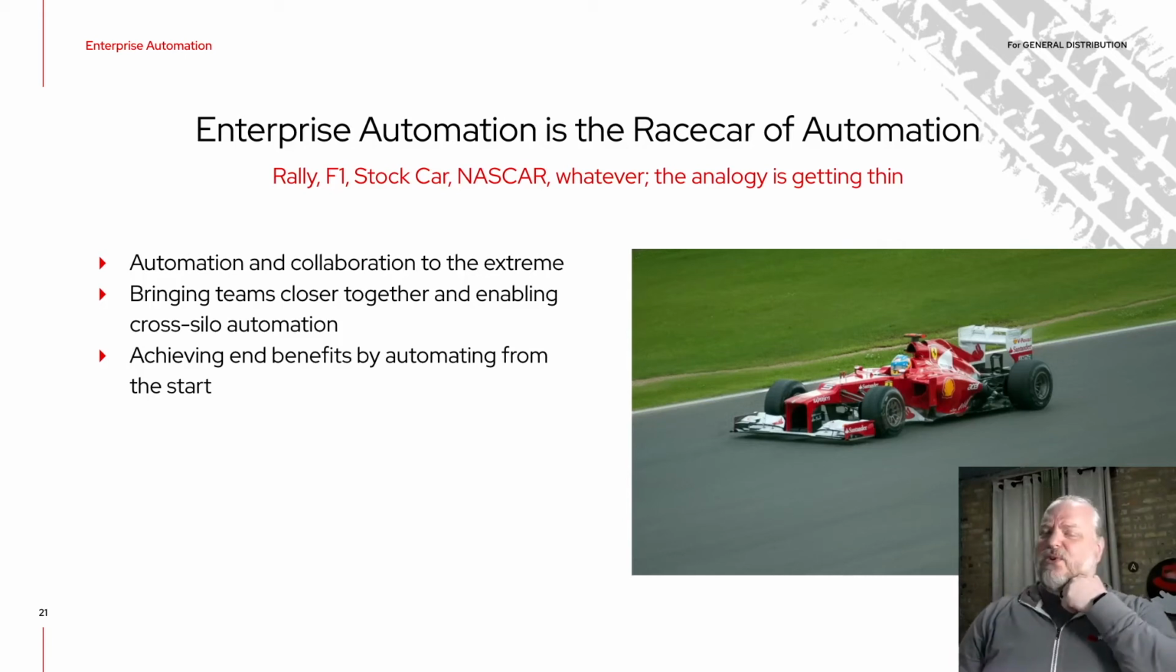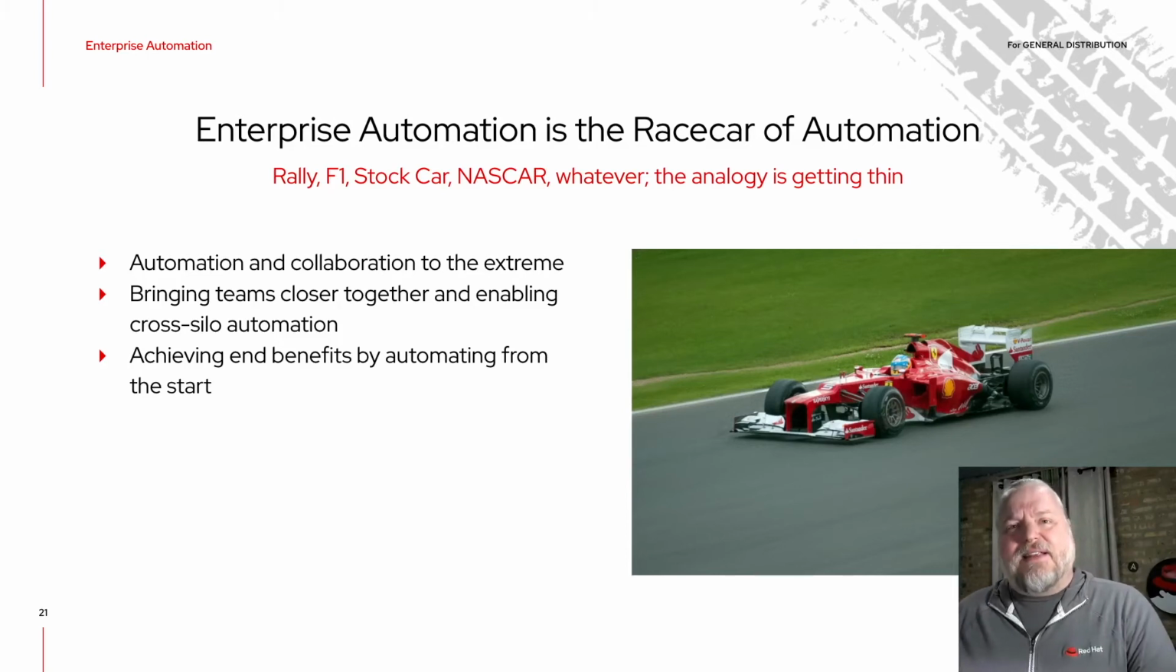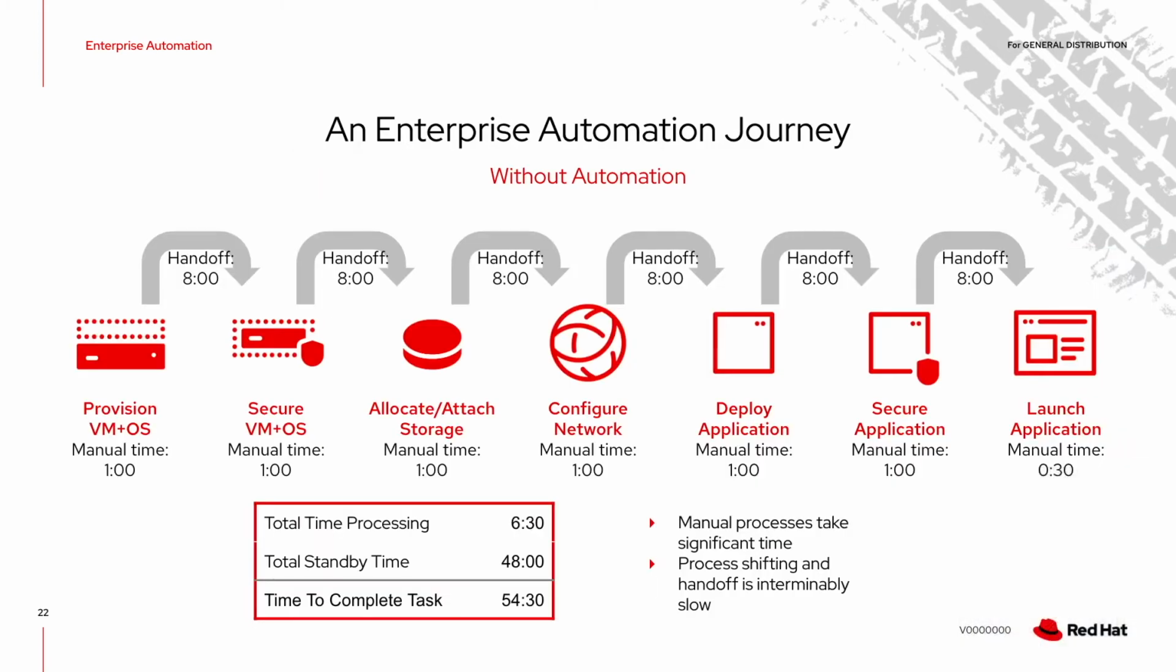So let me tell you a little story. And this actually ties back to automotive analogies. But let's dive into this a little bit. Let's talk about a single IT process and what's involved there. So, this is about provisioning an application, a new application. So, baseline, without any sort of automation, let's talk about what's involved here. We have things like provisioning the VM, provisioning the operating system on that VM, securing them, allocating and attaching storage, configuring the network, deploying the application, securing the application, and launching the application.